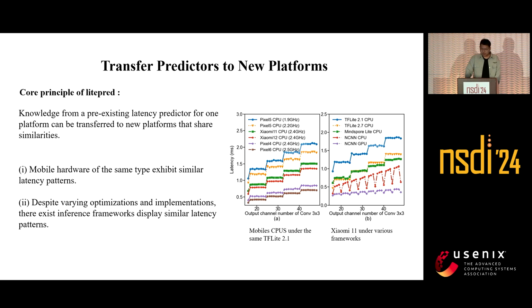As the figure shows, we measure the latency of conv-2D operators on various mobile CPUs, fixing the same inference framework, and we also fix the CPU while using different frameworks. We found that, as the left shows, fixing the inference engine, the latency exhibits the same delta-case pattern, and fixing the mobile CPU, there still exist frameworks exhibiting similar patterns. This is primarily because some critical optimization techniques are commonly applied across these frameworks.